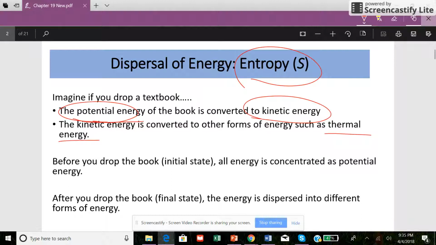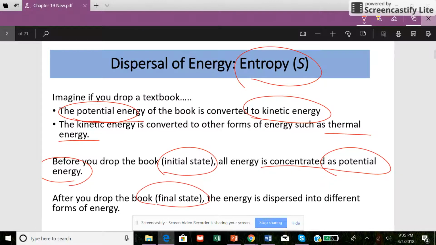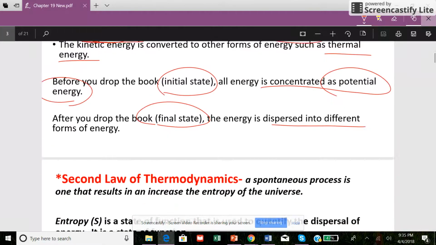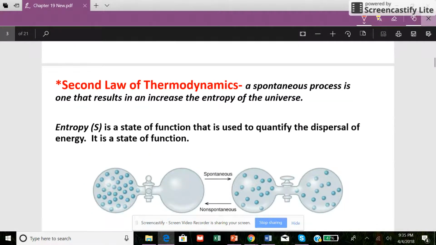Okay, so now let's take a look back again before you drop the book. This is what we call the initial state. At the initial state, all of the energy is concentrated as potential energy. Now, as you drop the book and the book goes down to the floor, at the final state, the energy is dispersed into different forms of energy. It becomes kinetic energy, becomes thermal energy. So basically, entropy is dispersion of energy.